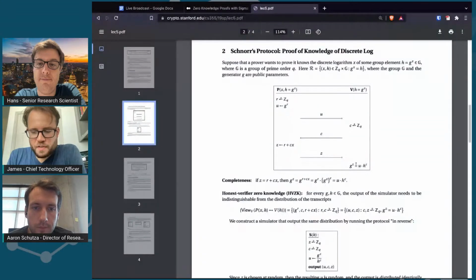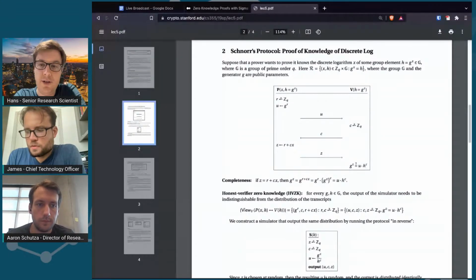So the prover knows X and H, which is G to the X. And the verifier knows H, which is G to the X. We assume they both know G, because I'm pretty sure that's the case. So then T naught is R and U, which is equal to G to the R.